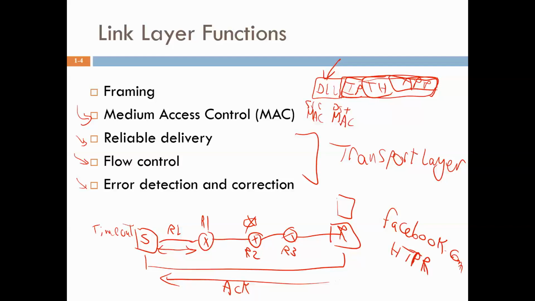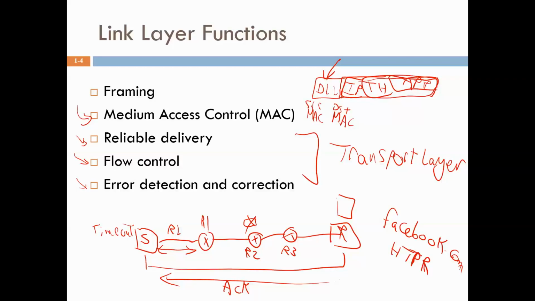So R1 and R2 and R3 don't change the source and destination IP addresses as the packet is routed through them. If you think about it, they cannot actually change it. So for example, R1 cannot change the source and destination IP address because R2 will need this information to know how to forward the packet. So if R1, for example, removed the destination IP address of Facebook and inserted the destination IP address of R2, then R2 will think that the packet is actually destined to it. It has no way of knowing that this packet is actually going to Facebook.